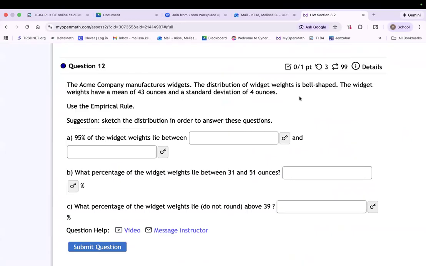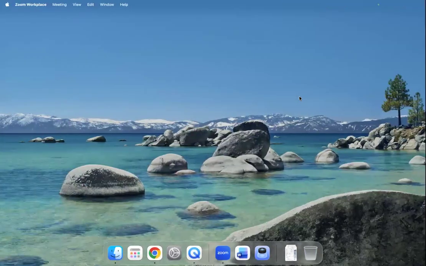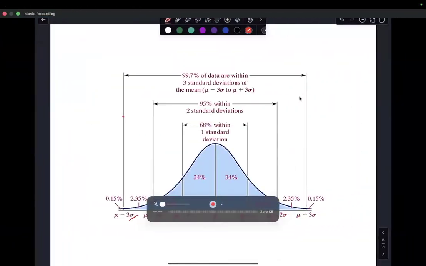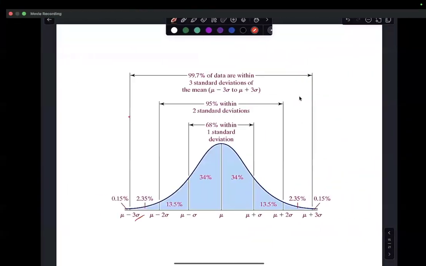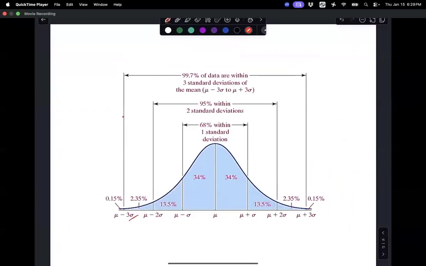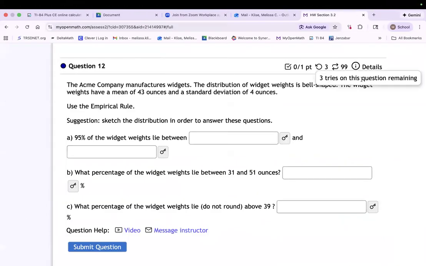Acme Company manufactures widgets. The distribution of the widgets is bell-shaped. The widgets' weights have a mean of 43 ounces and a standard deviation of 4 ounces. So you would jump back here and say, okay, what are my numbers? 43 and 4. So put 43 here, and then you just add: that's 47, this is 51, this is 55, this is 39, 35, 31. You have it all labeled, then it's really easy to answer the questions.